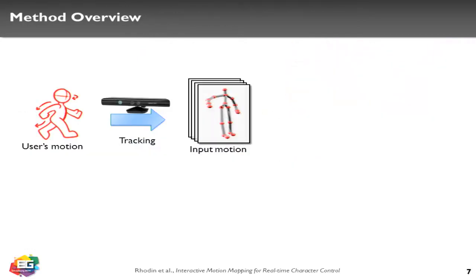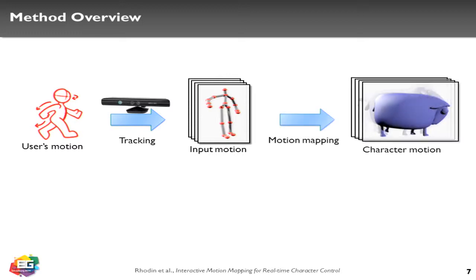So how is it done? In overview, we have some kind of user motions. We have some kind of tracking device which captures some kind of features, which we call the input motion. Finally, we have some kind of motion mapping into some other character motion.